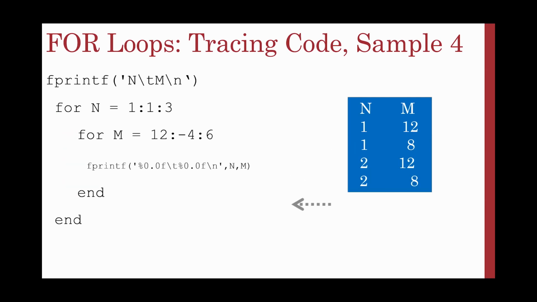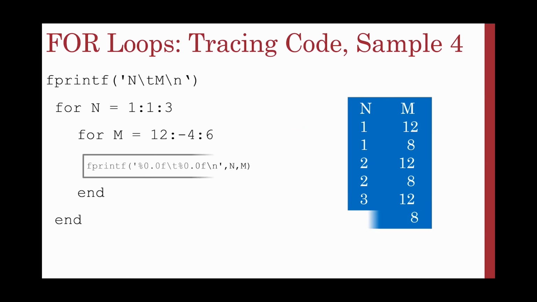Then I'm going to exit the inner loop, go back to the outer loop, set n equal to 3, go back into the inner loop and set m equal to 12, execute my print command, go back through it, set m equal to 8, execute my print command, exit my inner loop, go back to my outer loop, and at this point, adding 1 to n, I hit my 3, I'm done. The entire code is going to end completely.